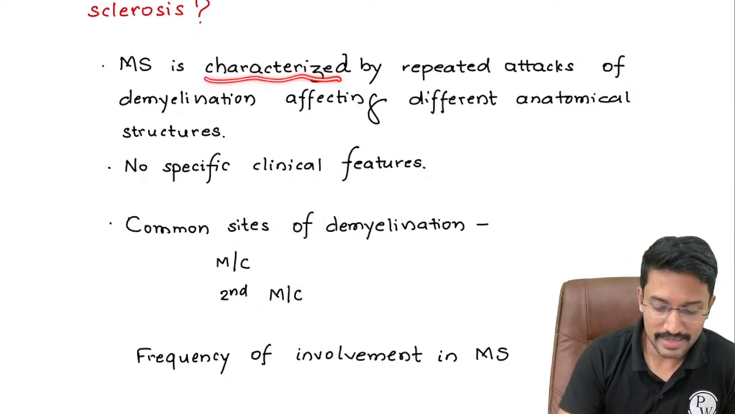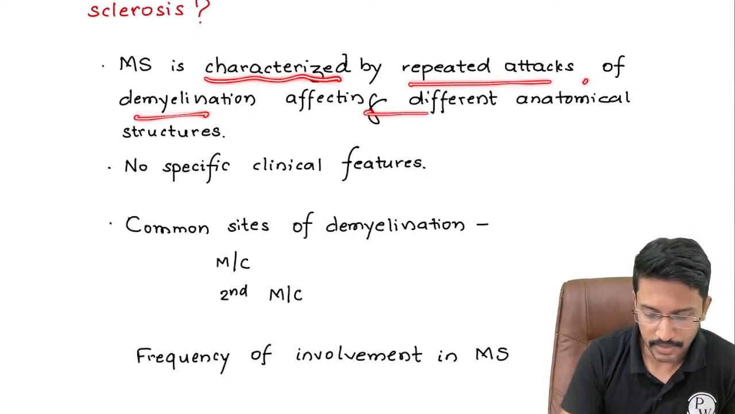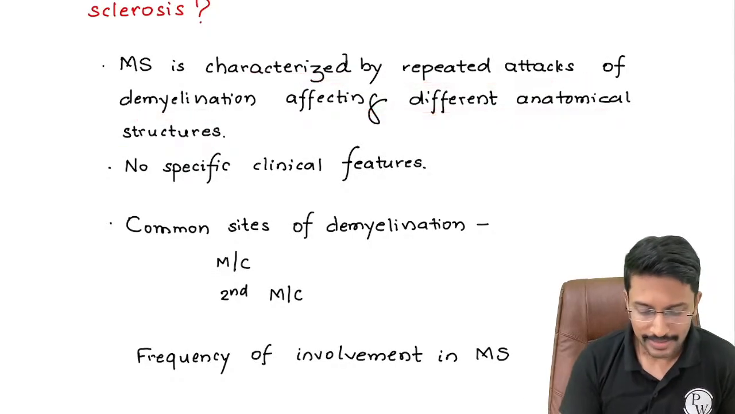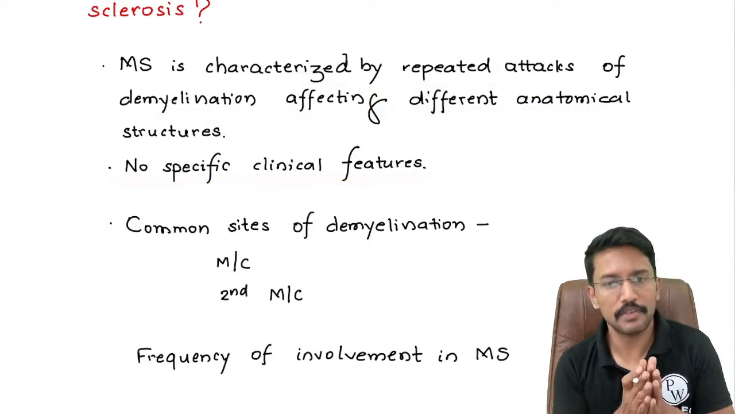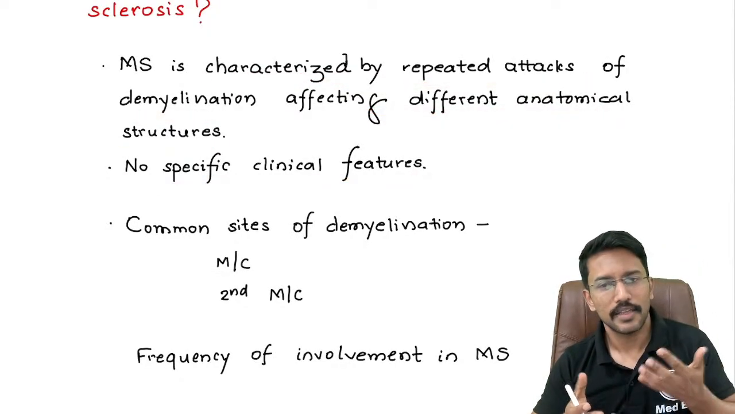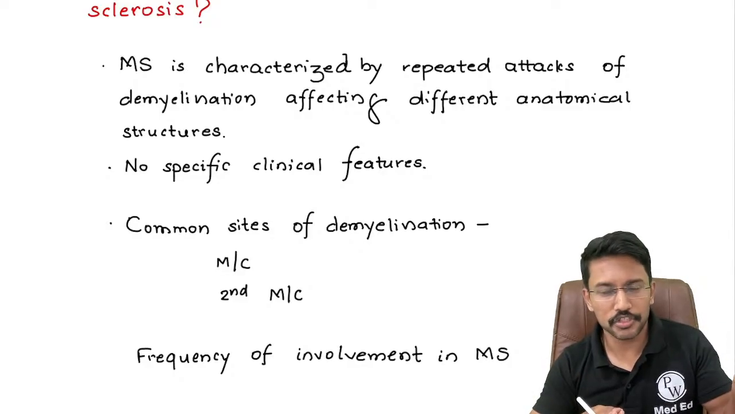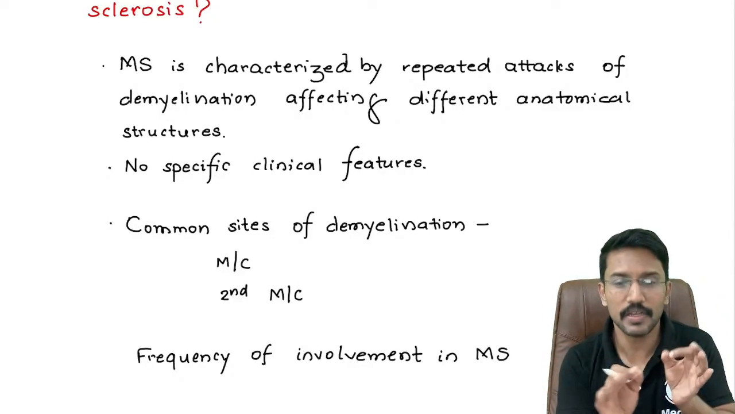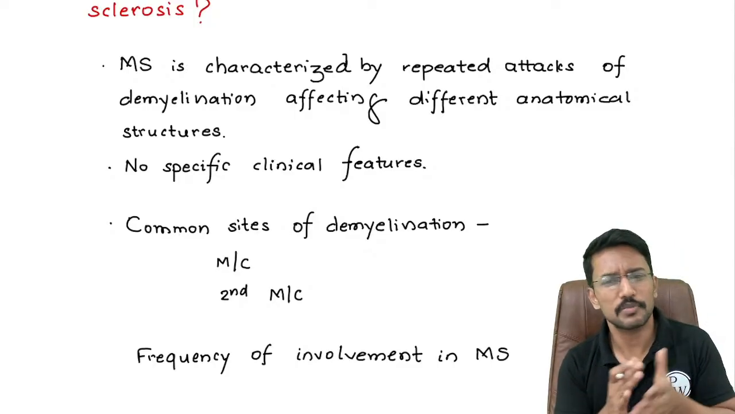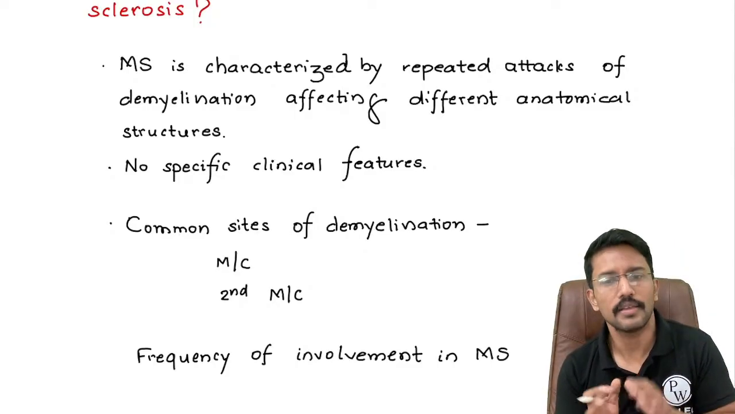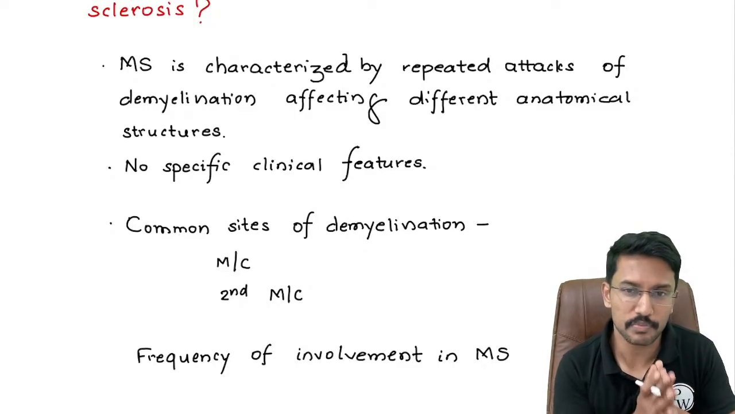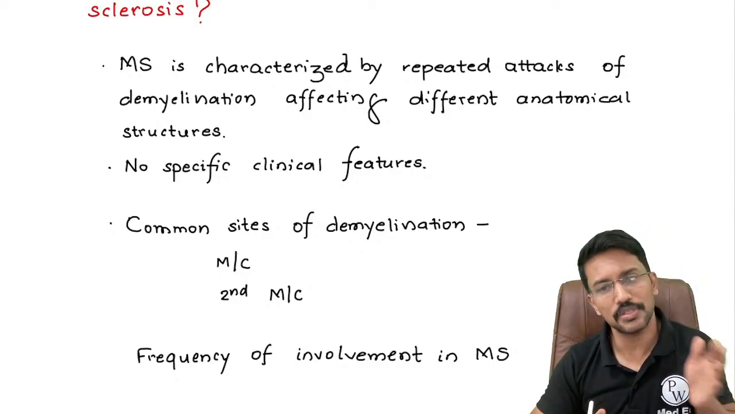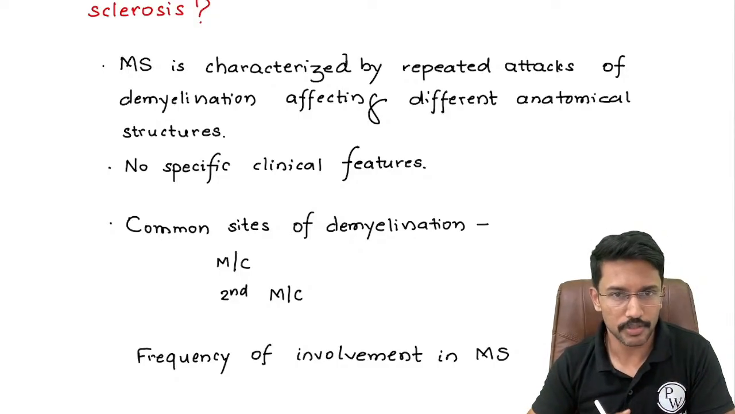Okay. Now, please let us read the statement that I have already written here. MS is characterized by repeated attacks of demyelination affecting different anatomical structures. There are no specific clinical features. Why? Because if you're targeting different anatomical structures, every time you target a new structure, you will have new symptoms. So there's nothing specific I can say. Then when do I suspect multiple sclerosis? Yes, there are some clues which will help us to suspect multiple sclerosis in an MCQ based question as well as in a clinical patient.